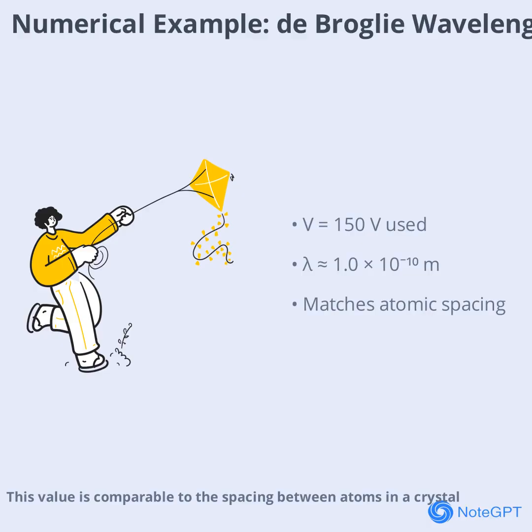This value is comparable to the spacing between atoms in a crystal, which is why electron diffraction can be observed in experiments like Davisson-Germer.